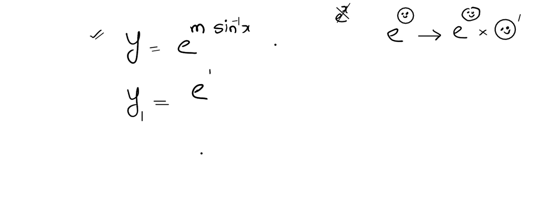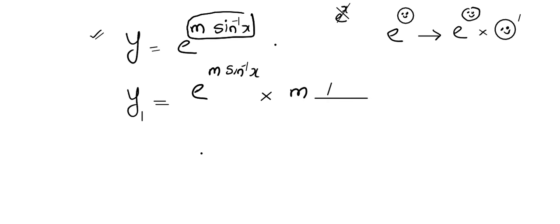Okay, so that gives you e power m sin inverse x times, we have a product here, but m is a constant, and the derivative of sin inverse x is 1 by root under 1 minus x square. Okay, now let's take a look at our enemies. Enemy number 1, fraction. Enemy number 2, square root. And enemy number 3, the given question pops up after differentiation.